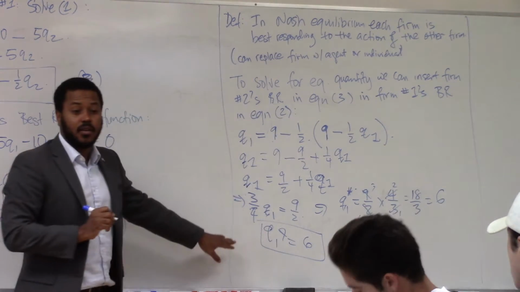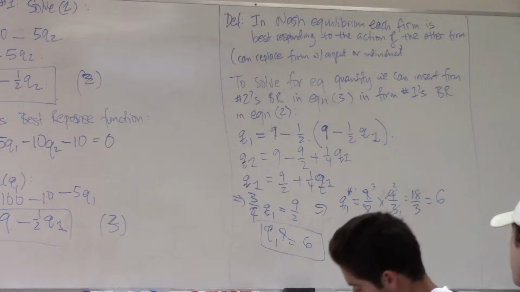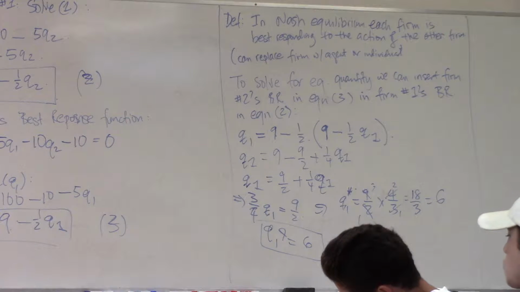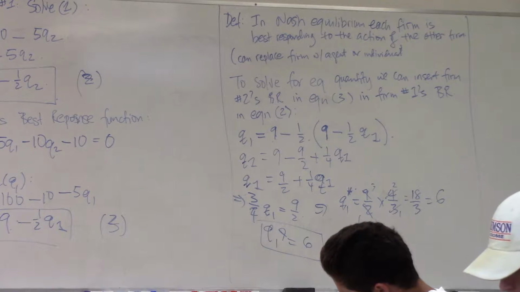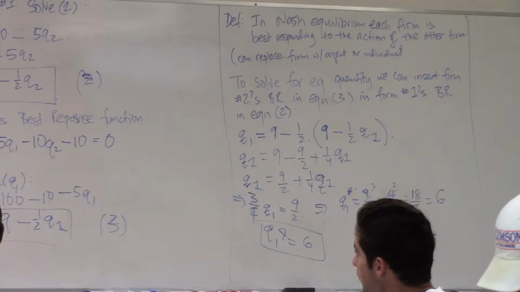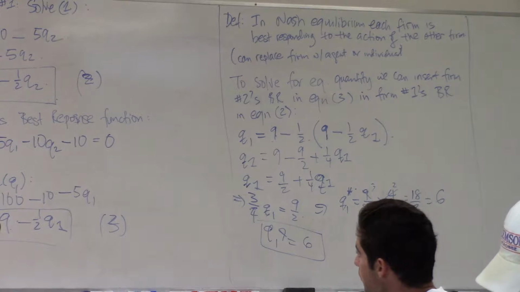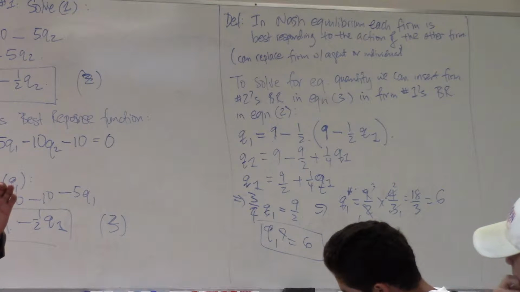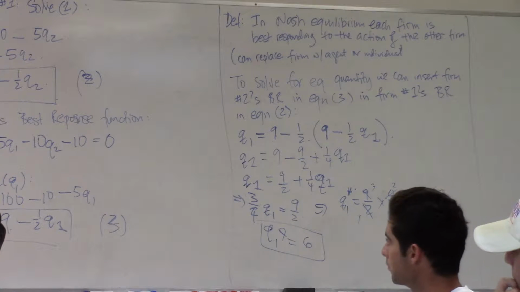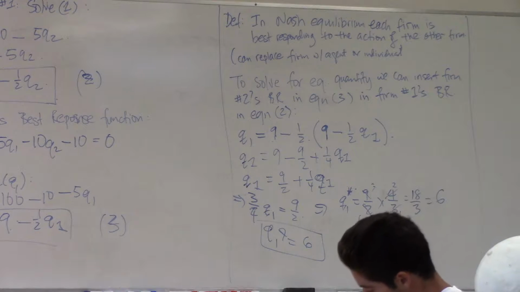Everyone get that? Who can guess what Q2 star is going to be? 6. Why is that? By symmetry. Now, all of the problems will not be symmetric. So if I give you a problem like this on the midterm, and the marginal cost for one firm is $10, the marginal cost for the other firm is like $9, then you say, by symmetry, Q1 star equals Q2 star. It's very likely going to be wrong. So make sure that if you use an argument by symmetry, the two firms are indeed identical.